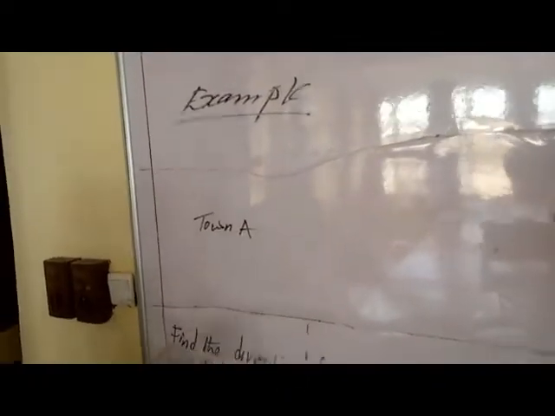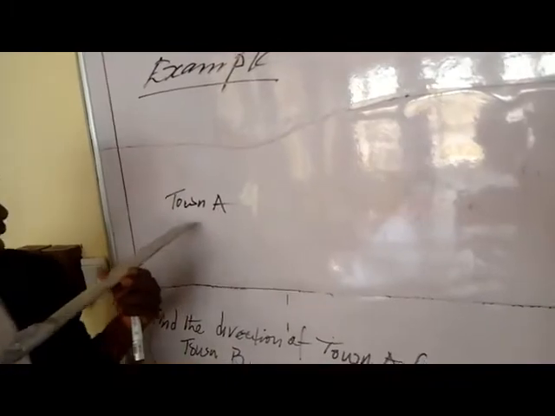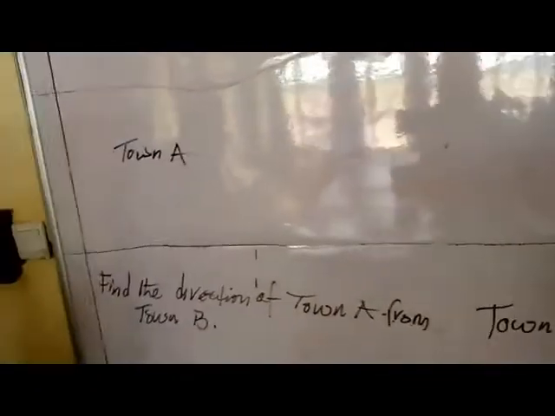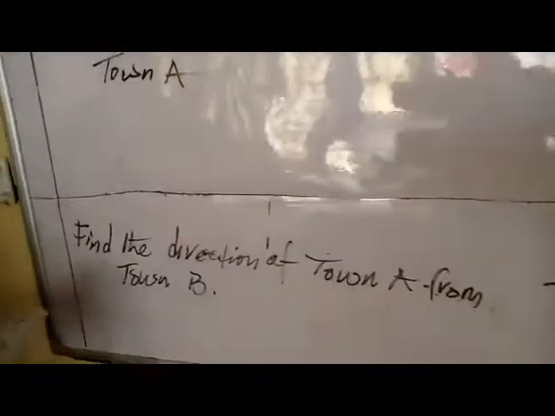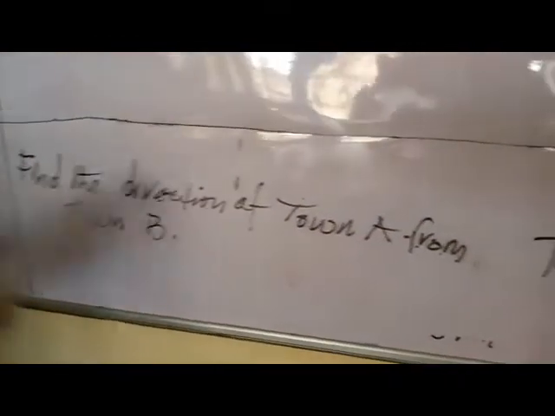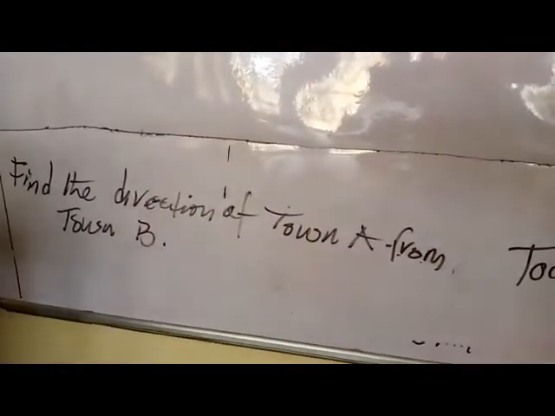Here we have town A, town B. Now, the question, let's use this same question. Find the direction of town A from town B. Find the direction of town A from town B. How do we go about that?